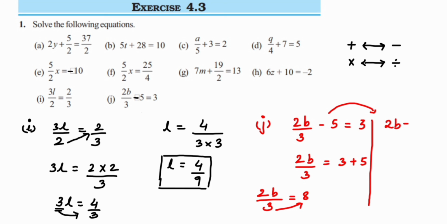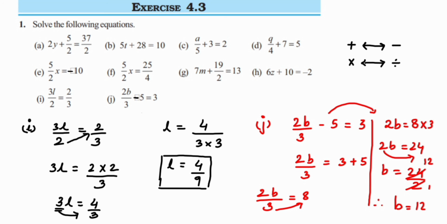8 into 3, and 8 3s are 24. So 2b is equal to 24. Now since 2 is in multiplication, when you take it to the other side it becomes division. So b is equal to 24 upon 2. You can divide it or cancel it. So we'll get 2 1s are 2, and then 2 12s are 24. So therefore b is equal to 12 is the answer.